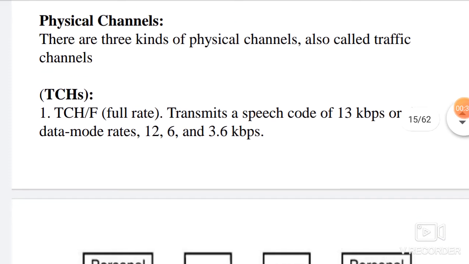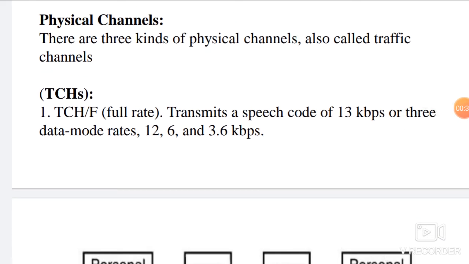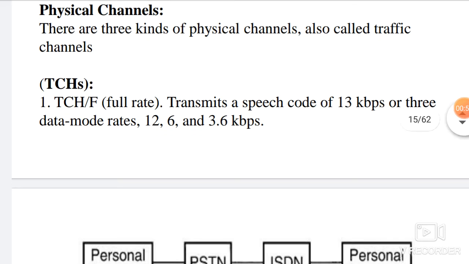The first one is TCH/F. F is nothing but your full rate. This transmits a speech code of 13 kbps or three data mode rates: 12, 6 and 3.6 kilobits per second.